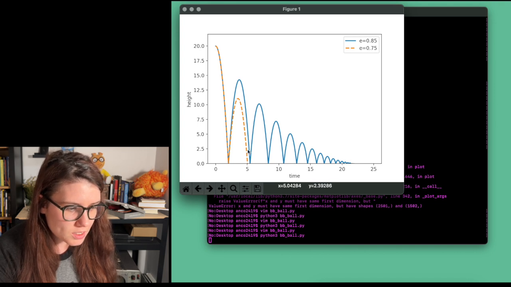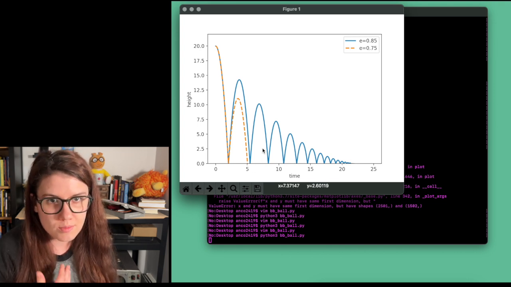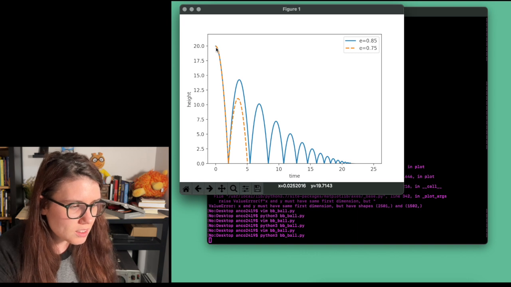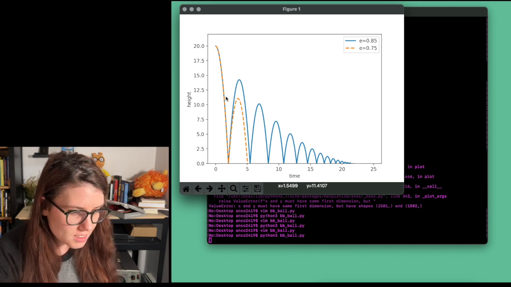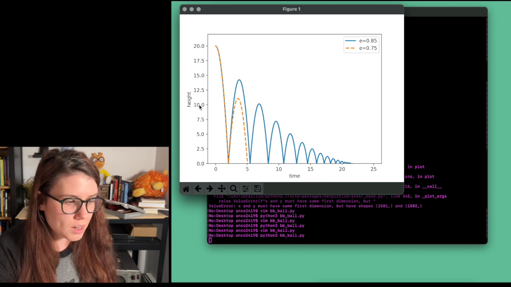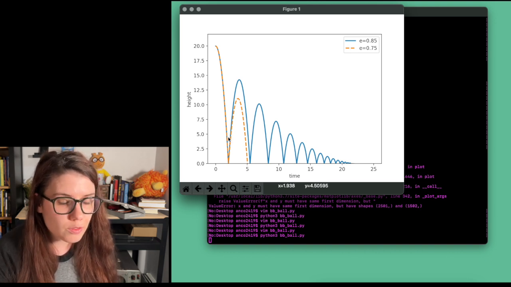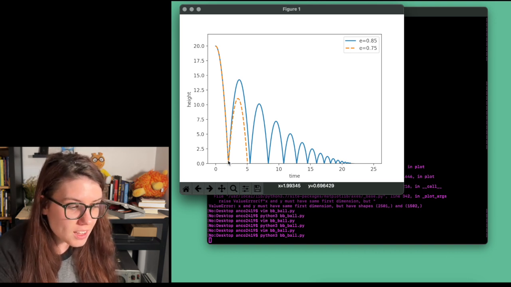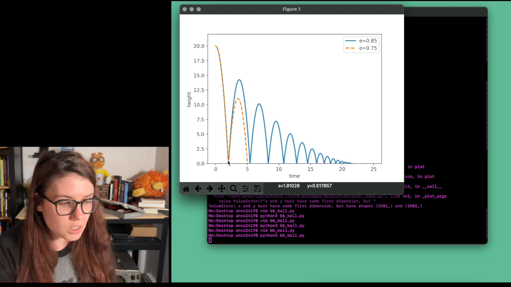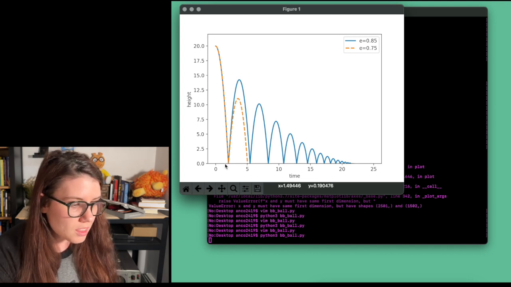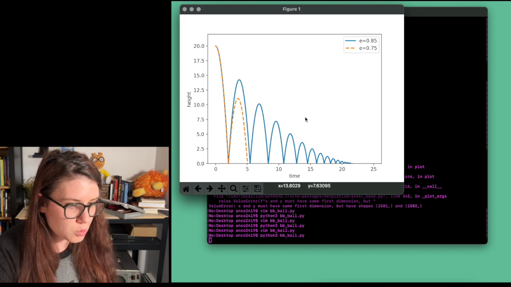So for this orange line now, the coefficient of restitution is 0.75. You can see it bounces one time and then it doesn't recover. It just stops bouncing. Also, notice that these curves are exactly the same until it bounces. And this makes perfect sense, right? Because right here, the only thing that's happening is gravity is pulling this object toward the earth. So it doesn't matter what they're made of, they're going to fall at the same rate. But once they hit the ground, their material properties become important. And the ball with the higher coefficient of restitution goes higher and bounces a bunch more times.